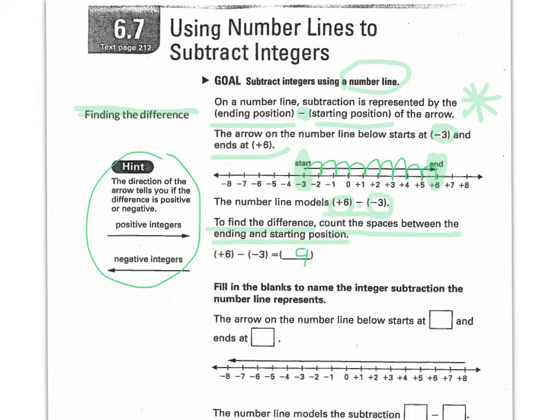Now, to determine whether the number is negative or positive, we look over here. The direction of the arrow tells you if the difference is positive or negative. If the arrow moves to the right, the answer will always be positive. If the arrow moves to the left, it will always be negative. This arrow moves to the right, therefore the answer is +9.